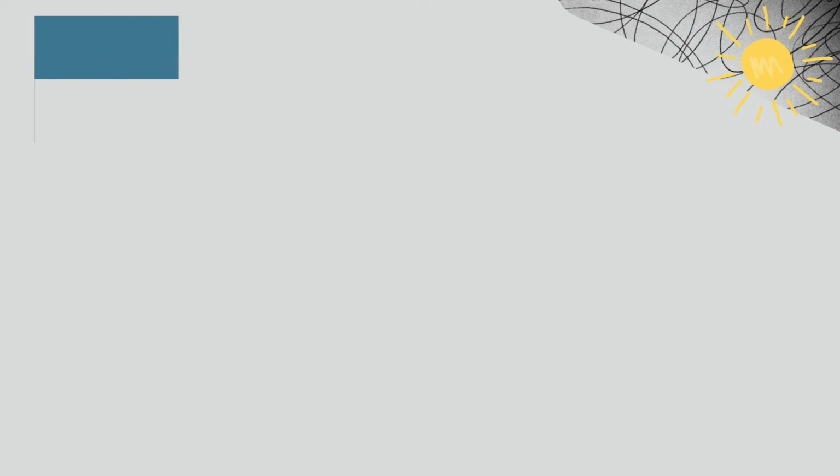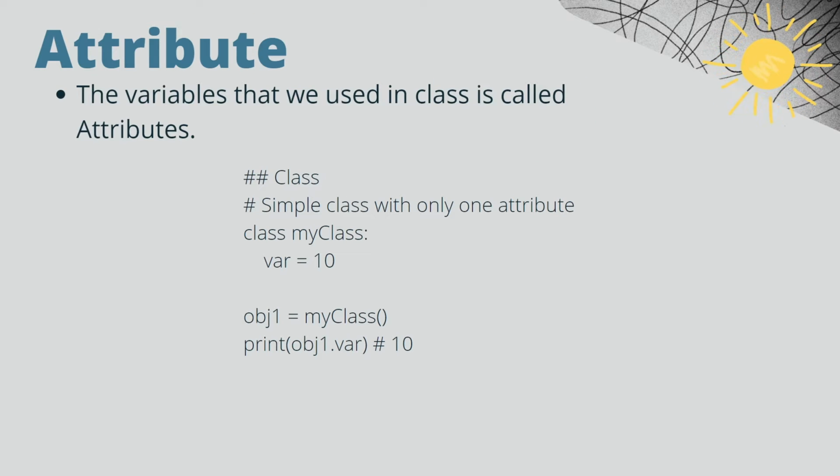Now let's see what is an attribute. The variables that we use in a class are called attributes. So you can clearly see here with an example. So this is a class. In that we have var is equal to 10, a variable. So we are calling this particular variable an attribute. And you can access that using object here. So this is the simplest example of showing what is an attribute.